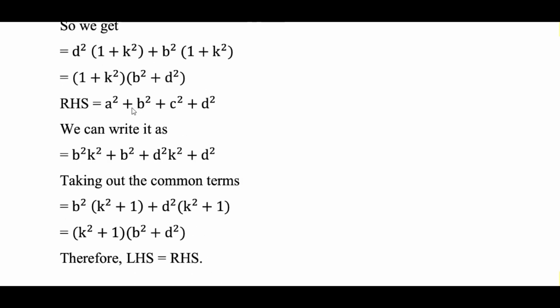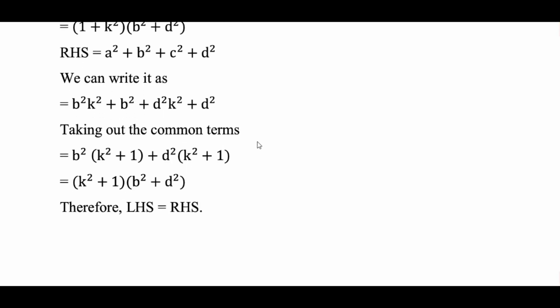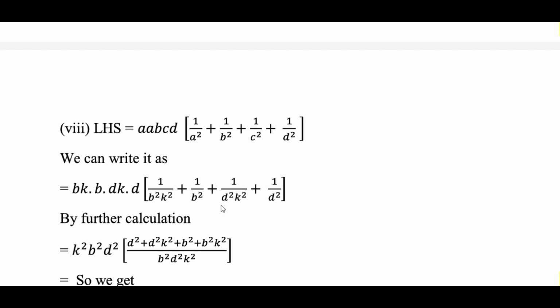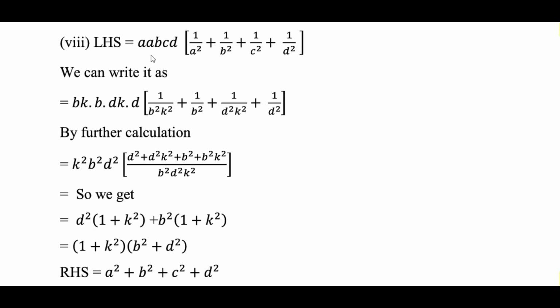Now write the right hand side as it is given over there in the question paper, that a square plus b square plus c square plus d square. So we can write it, we will get this much, after that taking out the common terms, and you will get (k square plus 1) and (b square plus d square). So left hand side is equal to the right hand side. Come to the next problem. abcd and into a square.